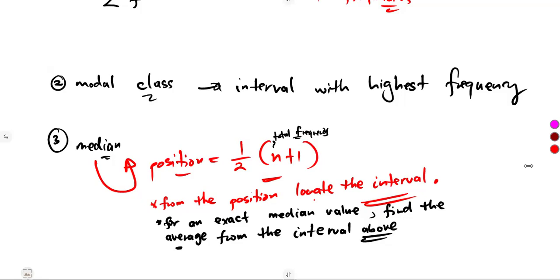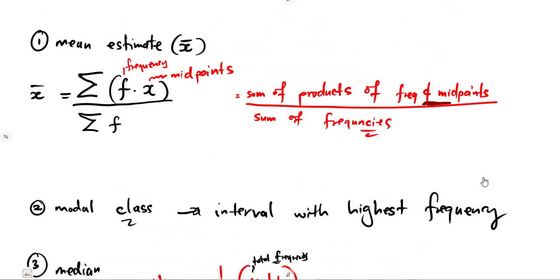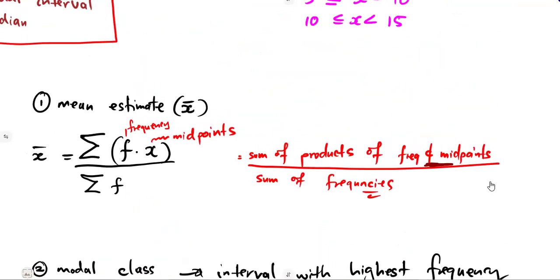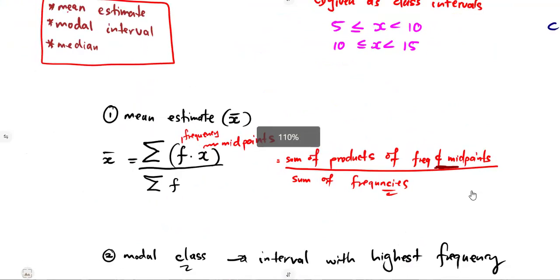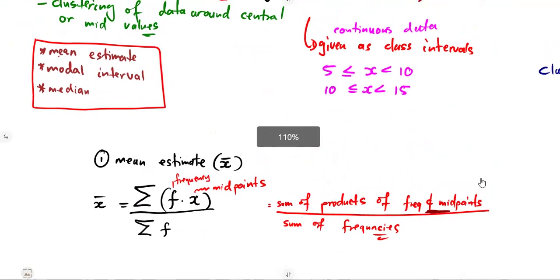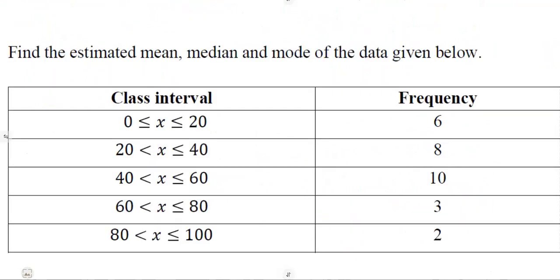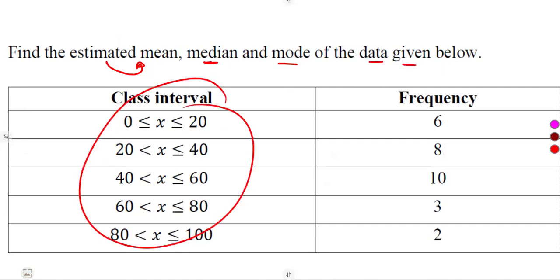And I think this one is just a repetition. The only difference there is the presentation of the data. So this is what we're going to be dealing with as we work with the measures of central tendency for the grouped data. Questions can be given in this format: find the estimated mean, the median, the mode of the data given below. So we are given the class intervals and their corresponding frequencies.